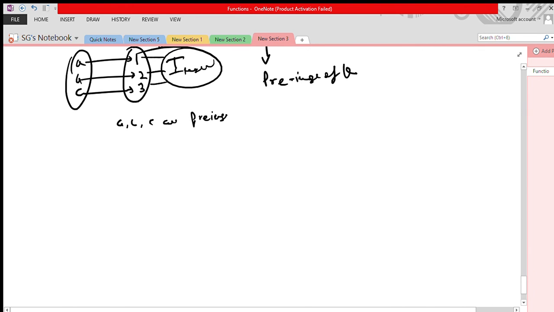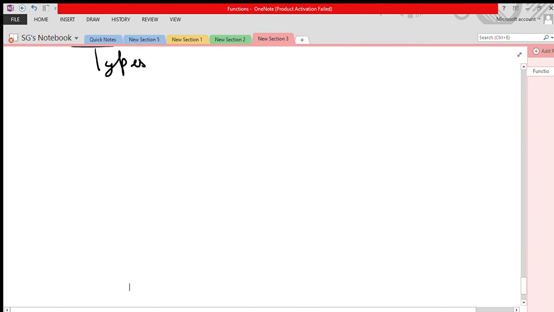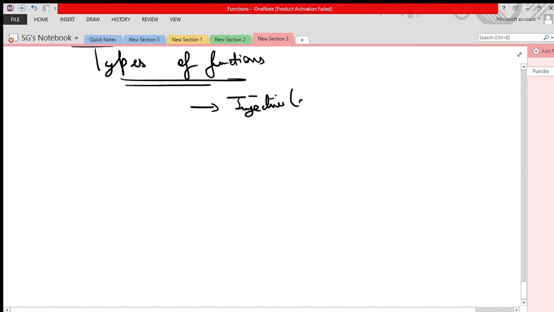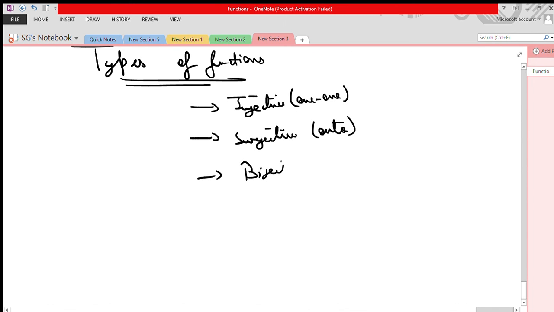The next most important thing which comes in the study of functions is the types of functions. So basically there are three types of functions. One is called injective, also called one-one function. One is called surjective, also called onto function. One is called bijective. Bijective is both injective and surjective.